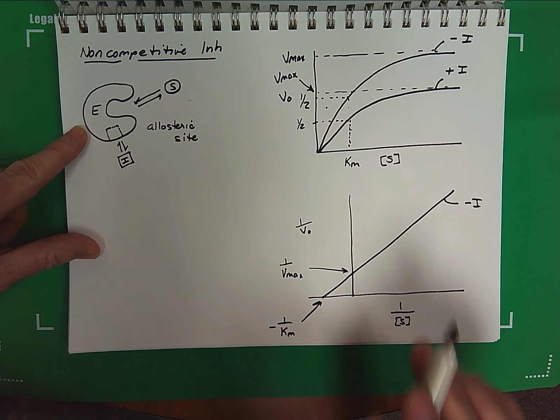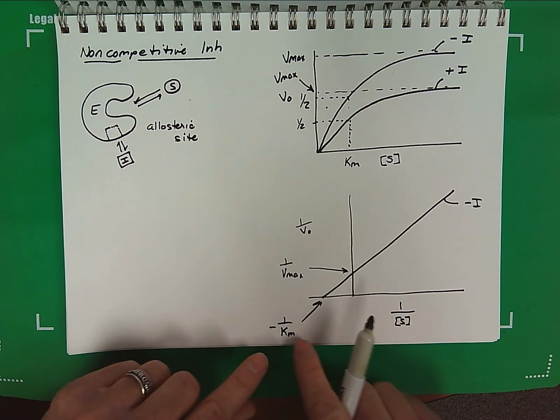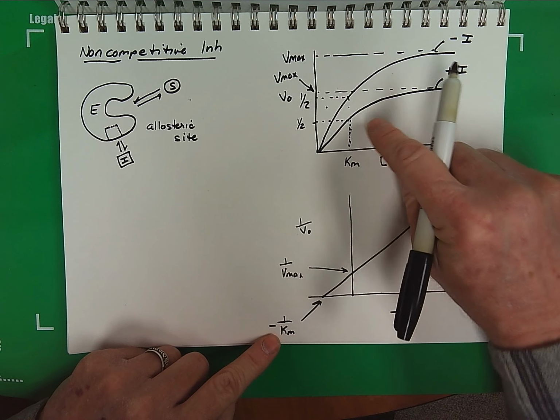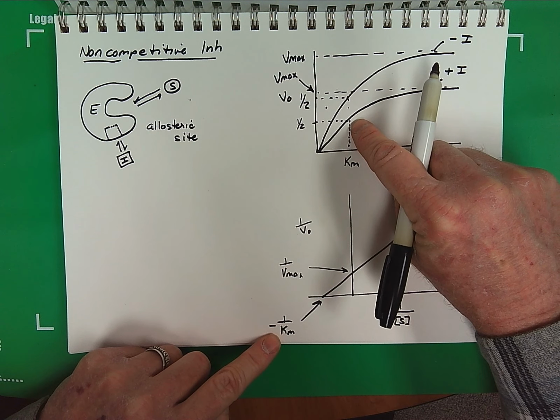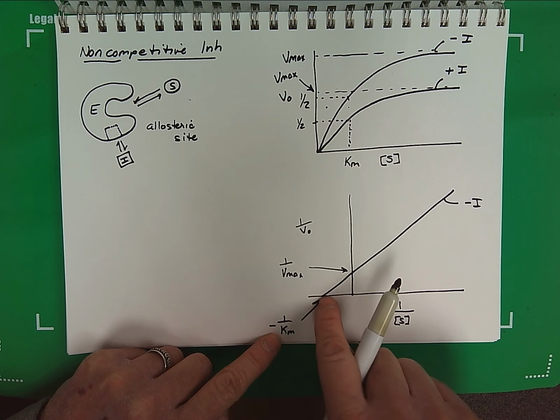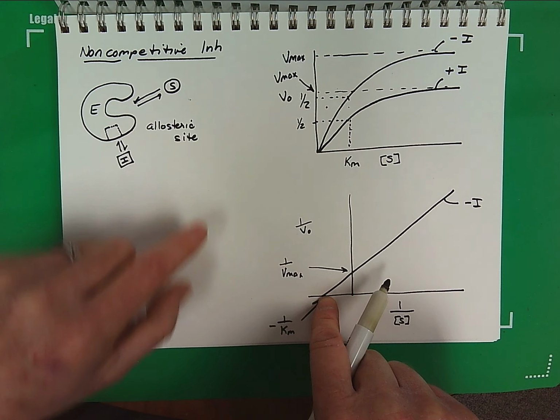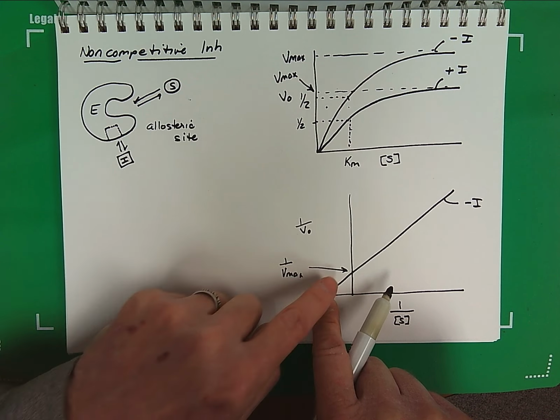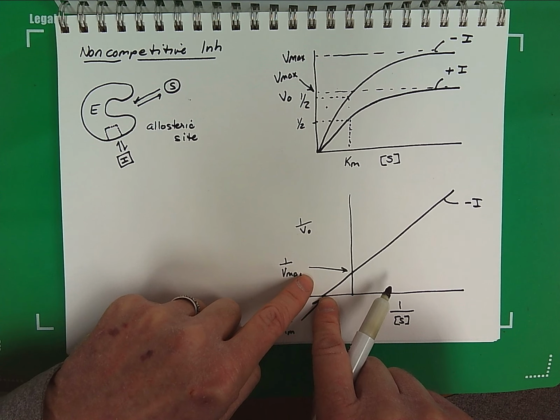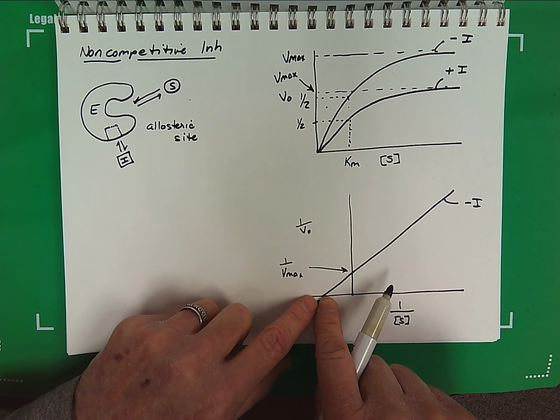And now, with the inhibitor, notice that the Km is not changing because this is a non-competitive inhibitor. So that means we are going to intersect at this point with inhibitor, but our Vmax is getting smaller. So if our Vmax is getting smaller, that means 1/Vmax is going to be a bigger number.